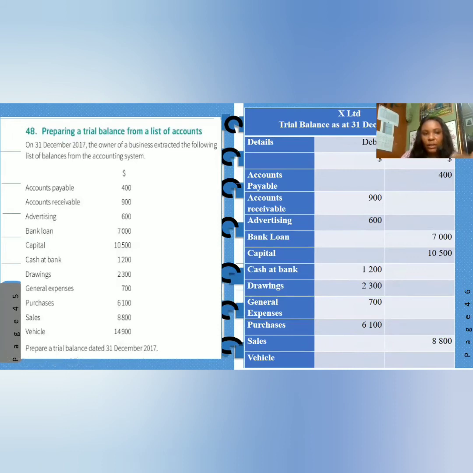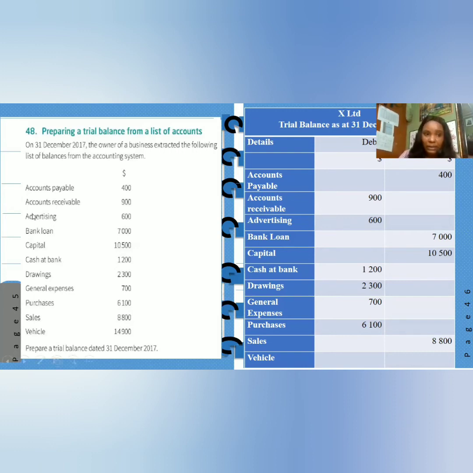Clear so far? Do you want to go over everything? All right, so let me read the question for you once more. The heading is preparing a trial balance from a list of accounts. And it says, on December 31, 2017, the owner of a business extracted the following list of balances from the accounting system. Accounts payable, 400, and we put it on the credit side. Like we said, we owe that money, it belongs on the credit side.